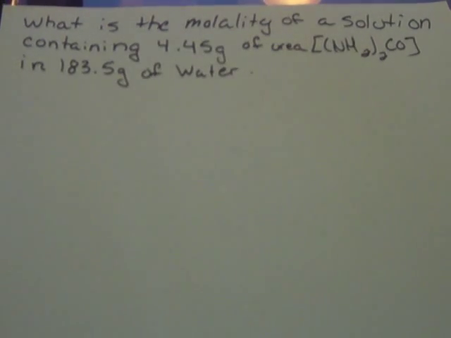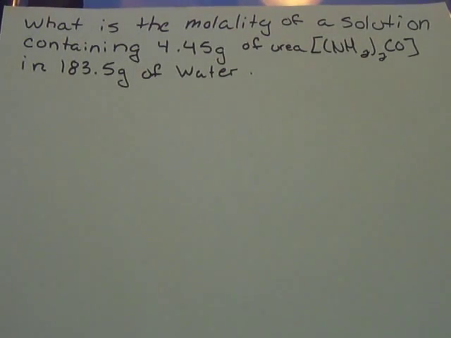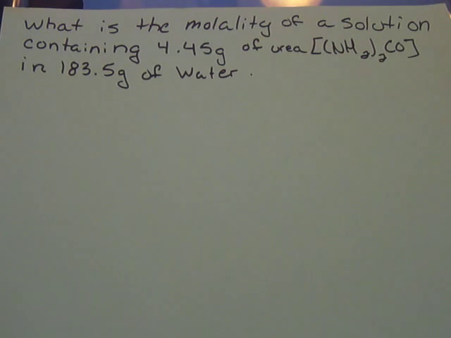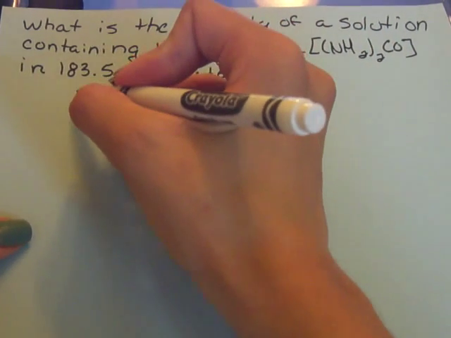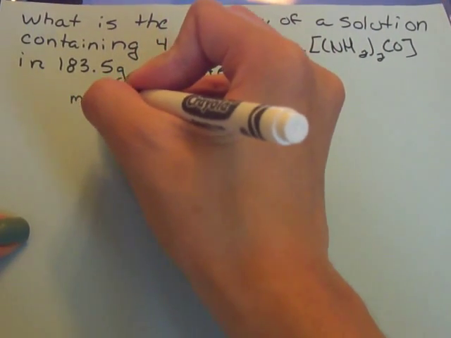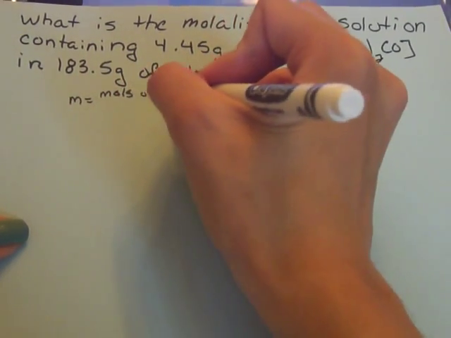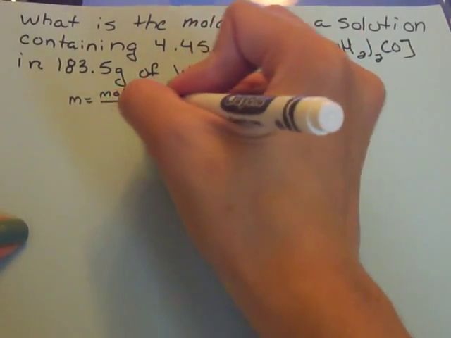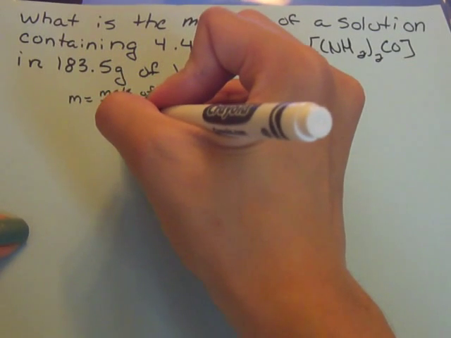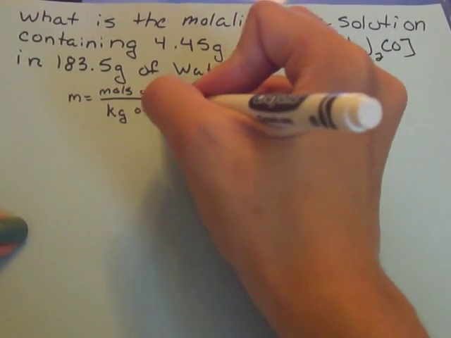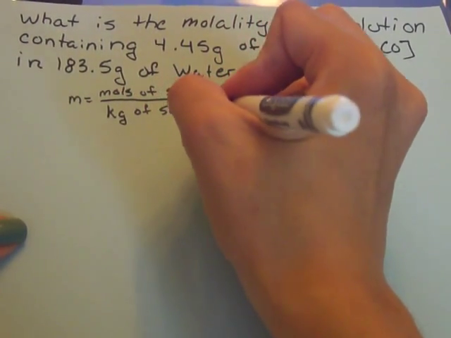So the problem is asking us to find the molality of a solution containing 4.45 grams of urea in 183.5 grams of water. So first we need to find out the equation for molality. And so molality is represented by lowercase m and is the moles of the solute over kilograms of the solvent.